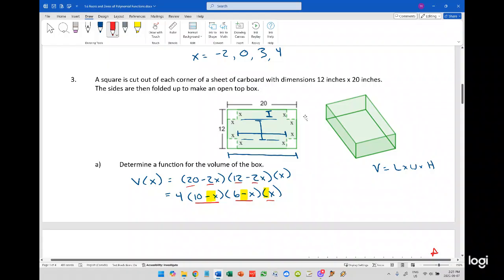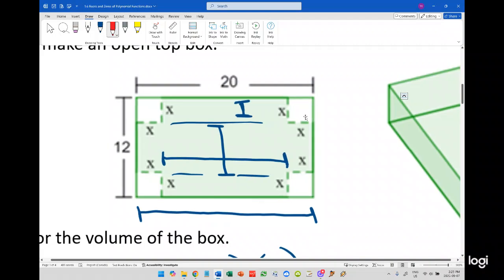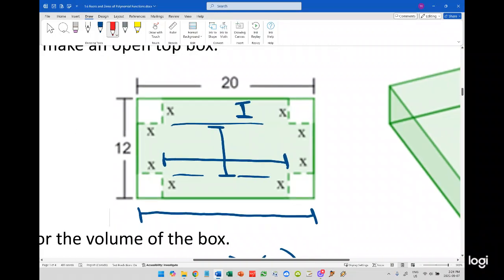I can't possibly have, let's blow this up a little bit, I can't possibly have a negative value for x. Something like I can't cut out a negative square from each corner. And likewise, if x is any bigger than 6, that means that once I've cut 6 out of this corner and 6 out of that corner, I have zero left for the width of the box, because 6 and 6 together is 12. So there's nothing left once I've cut 6 out of the top and 6 out of the bottom. So I know that x realistically can't be any smaller than 0 or any bigger than 6.